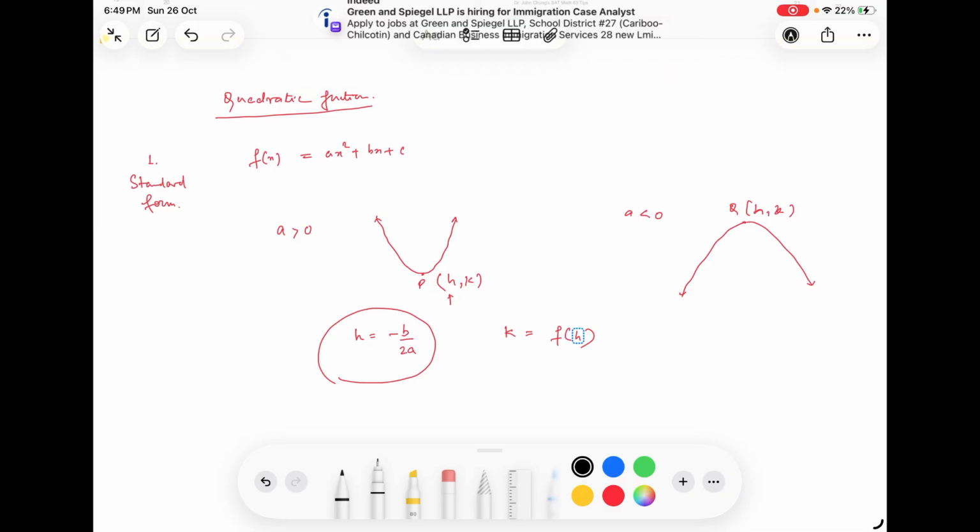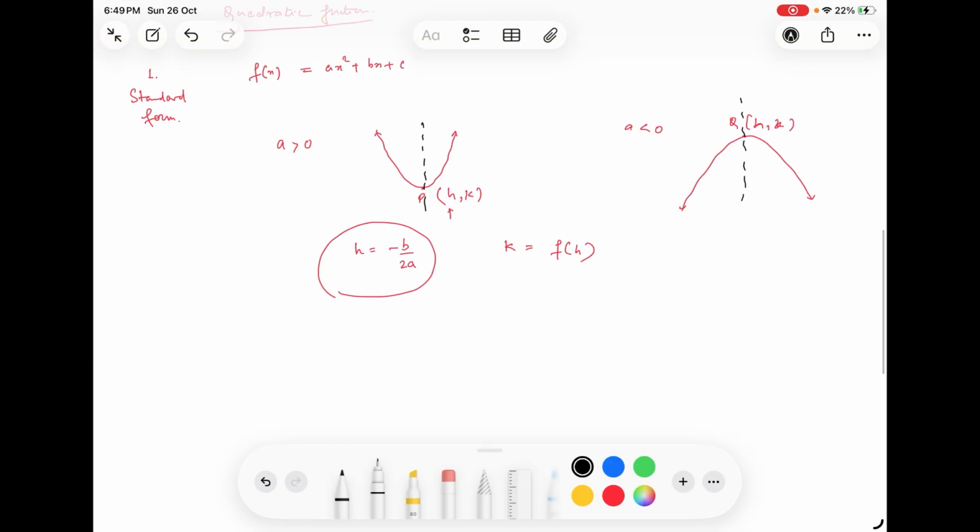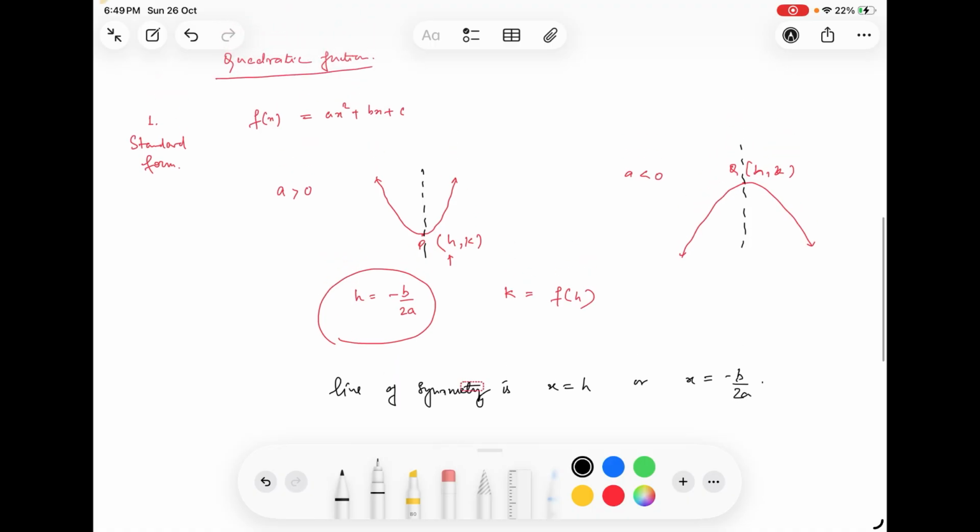Also, next is we have a line of symmetry for both these cases. It's a vertical line which passes through the vertex. In both cases, the line of symmetry is given by x equal to h, or you can say x equal to minus b by 2a. Okay, note this down properly. You can pause the video and note it down.